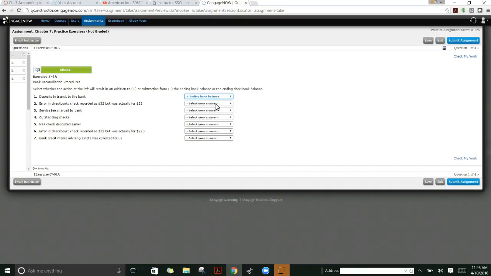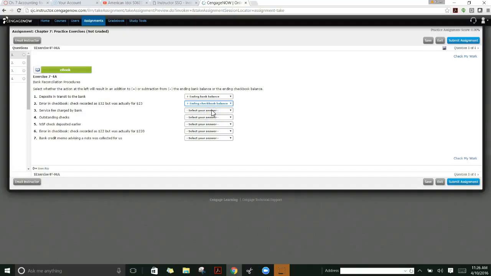If you have an error in the checkbook, obviously it's going to affect the checkbook. So your question is whether it's an increase or a decrease. If you recorded it as $32, that means you subtracted 32 instead of 23, then you've subtracted too much. So you need to add to your checkbook balance.